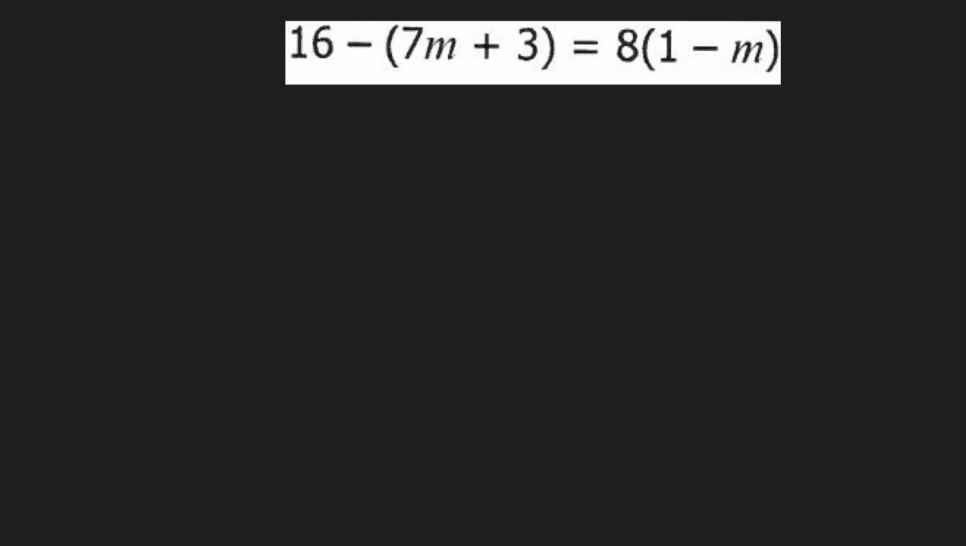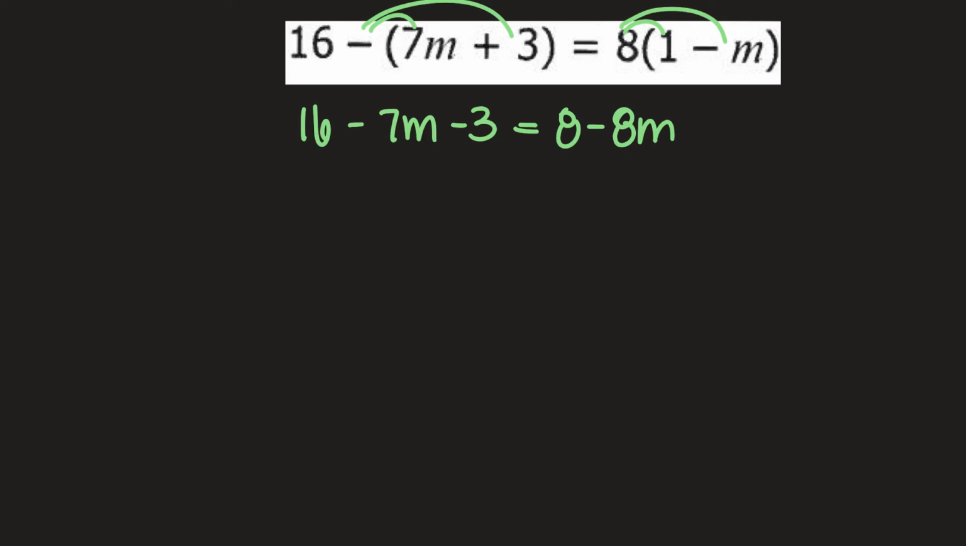So last, we have another equation. So I need to distribute, and I need to distribute two things. The first is this negative to each of these, and the 8 to each of these. Okay, so we'll have 16 minus 7m minus 3 is equal to 8 minus 8m. Okay, so then I do have some like terms to combine, so I need to do that. 16 minus 3 is 13 minus 7m is equal to 8 minus 8m.